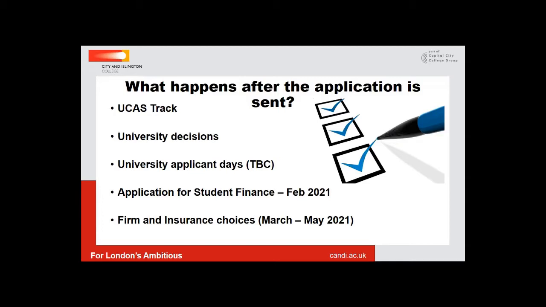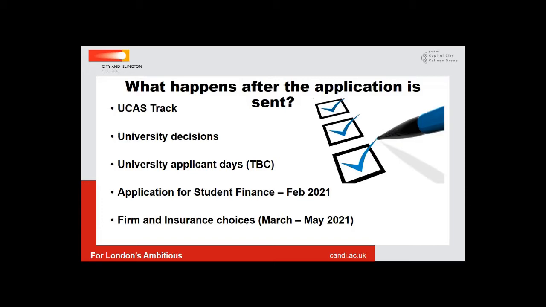Once your application form is sent off, you can then access UCAS Track. That will give information about offers from universities. Some universities, of course, have interviews only for really vocational courses, and the majority of them will hopefully give you an offer, and you'll check that there on Track.